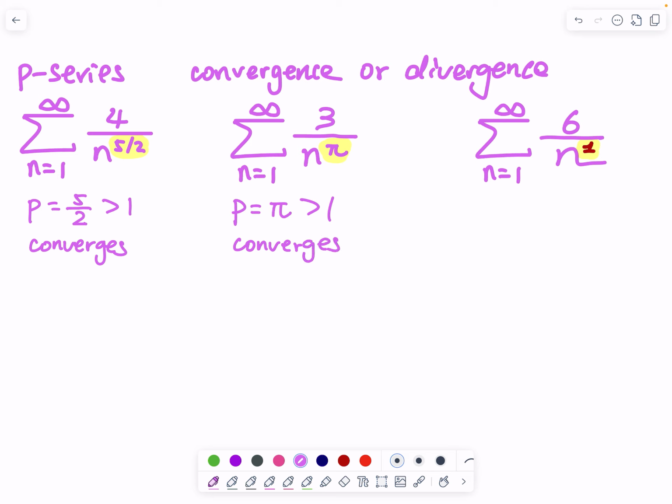And then the last one, this one is fun. Here, p is equal to 1. When p equals 1, this is a harmonic series. It always diverges.